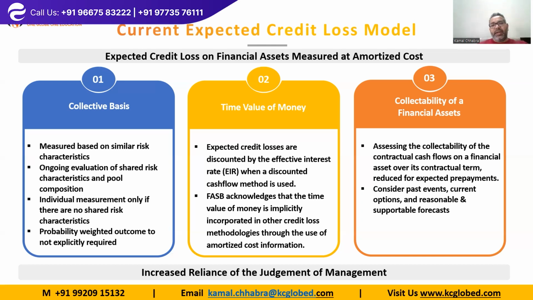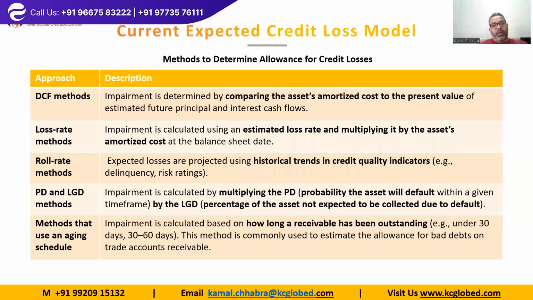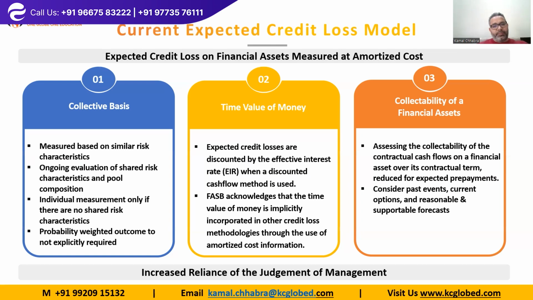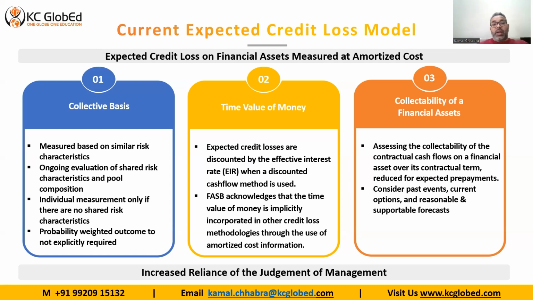The second important thing is time value of money. In the expected credit loss method, you have seen that time value of money plays a significant role, because the future expected cash flow you need to discount to the present value and compare with the book value to arrive at the expected credit loss. So the most important method is the discounted cash flow method. How do you use it? Based on the present value. How do you calculate the present value? By using time value of money or the discount rate, right? So expected credit losses are discounted by the effective interest rate when the discounted cash flow method is used.